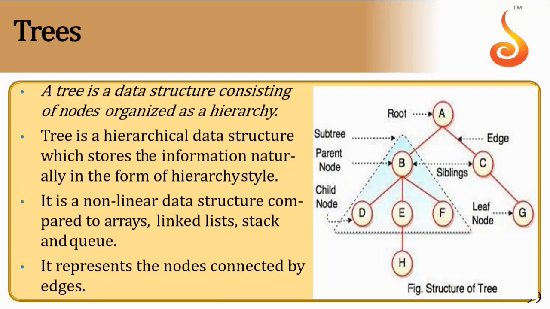A descendant, a node reachable by repeated proceeding from parent to child, is a descendant. An ancestor, a node reachable by repeated proceeding from child to parent. And descendant is from parent to child, and ancestor is from child to parent.